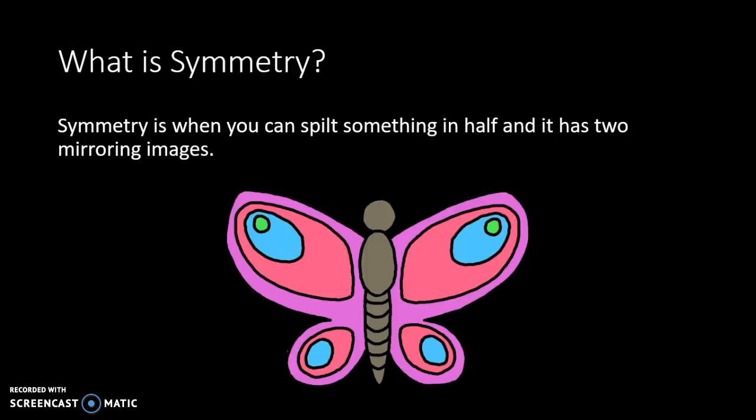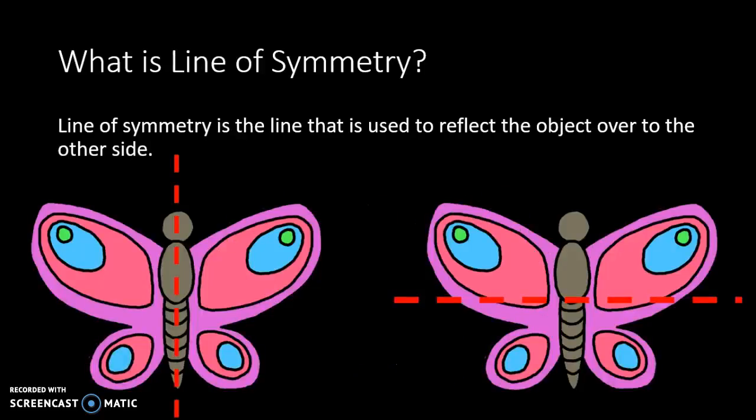So this butterfly, your hand or the piece of paper that you're using is the line of symmetry, which is like a mirror. There's a mirror in the middle of this butterfly. It's reflecting both sides. The mirror would be the line of symmetry, or your hand or the paper. What is a line of symmetry? A line of symmetry is the line that is used to reflect the object over to the other side.